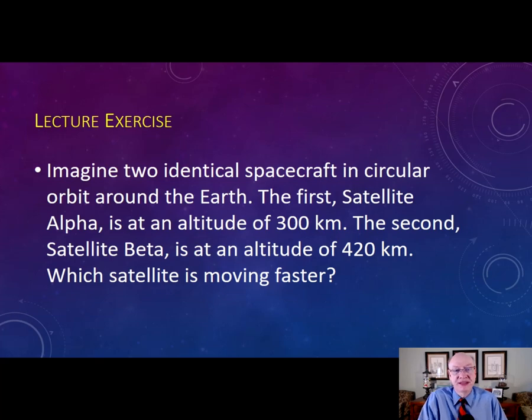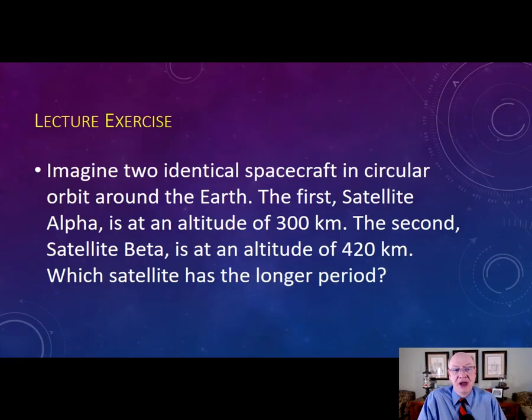All right, what did you get on this one? Well, you can calculate the circular orbit velocities for both of them. And what you will find out is that Alpha, the satellite that's at the lower altitude, is moving faster than Beta, which is at the higher altitude.